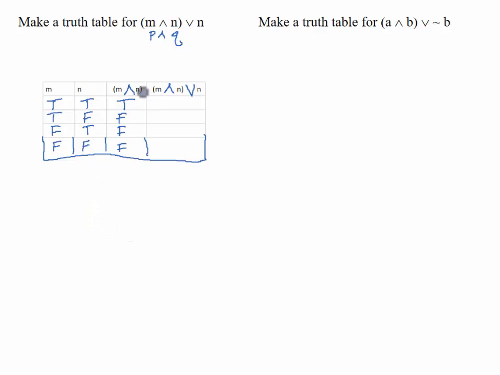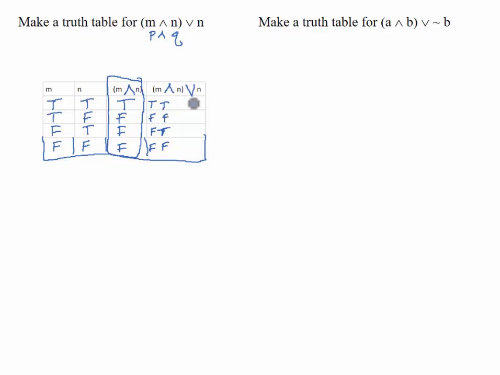Now what we're comparing is this column, M and N. This is our first thing. A lot of times what I like to do is copy it. True, false, false, false. M and N is true, false, false, false. Then we're going to say or N. Well, N was true, false, true, false. And I like to write them: true, false, true, false.